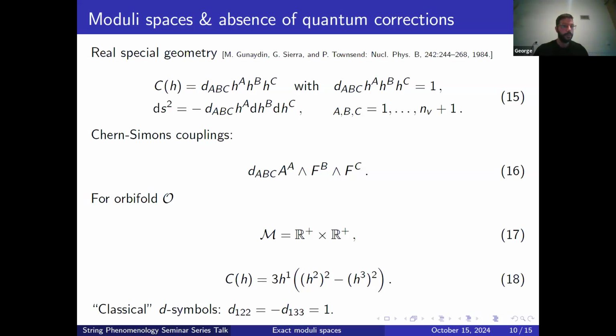Now, to give one explicit example, for the orbifold O that I presented earlier with moduli space R+ times R+, this moduli space can be described by the cubic polynomial of equation 18, which is 3 h1 times (h2 squared minus h3 squared). In terms of these D_ABC symbols, this means that the only non-vanishing symbols are D122, which is equal to minus D133, equal to 1. I say classical for these symbols, because all this story is valid at the classical level.